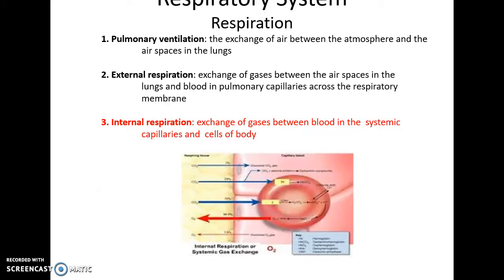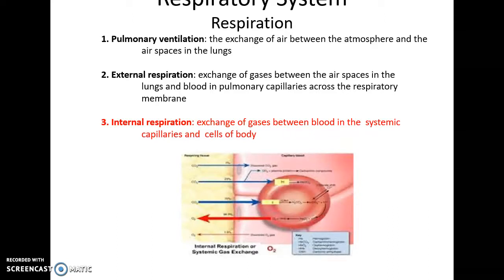All right, respiration. Respiration is broken down into different compartments or events. You have pulmonary ventilation. That is the movement of air from the atmosphere into or out of the lungs. So pulmonary ventilation, moving air into the lungs from the atmosphere and from the lungs out into the atmosphere. External respiration is actually the gas exchange, the exchange of gases between the airspace inside the lungs and the pulmonary capillaries. So the gas exchange across the respiratory membrane is external respiration.